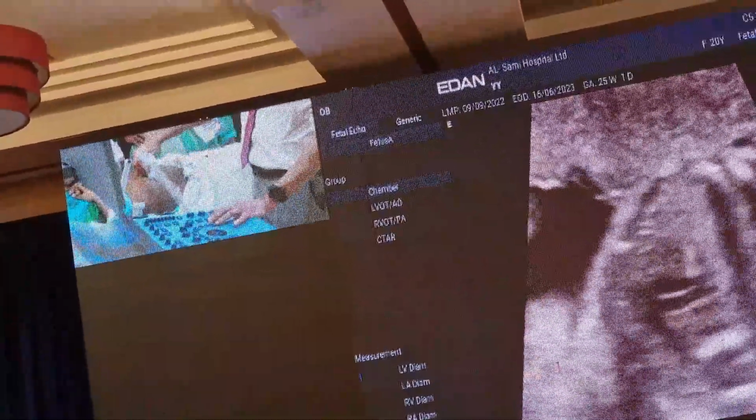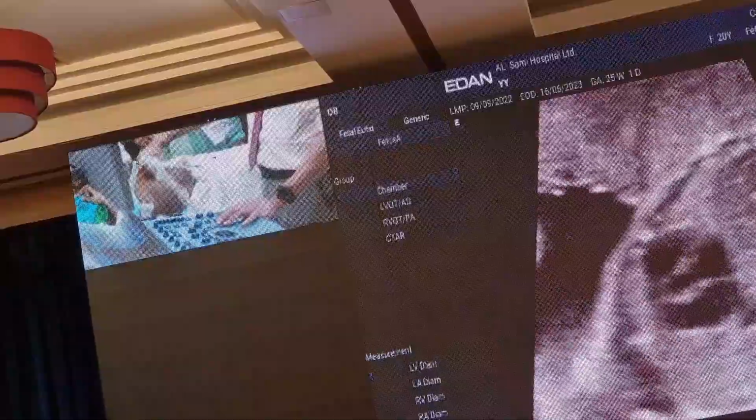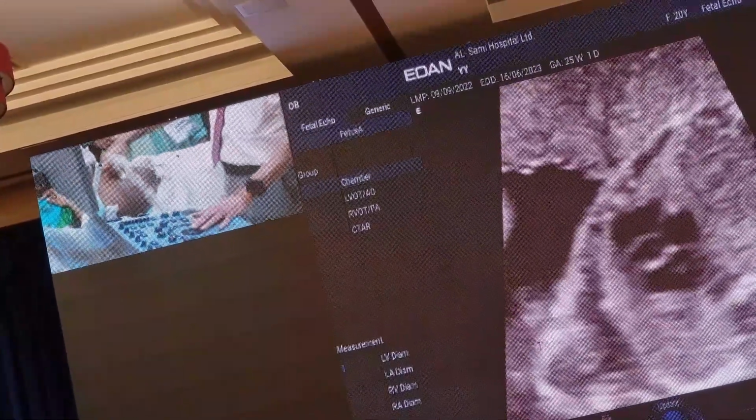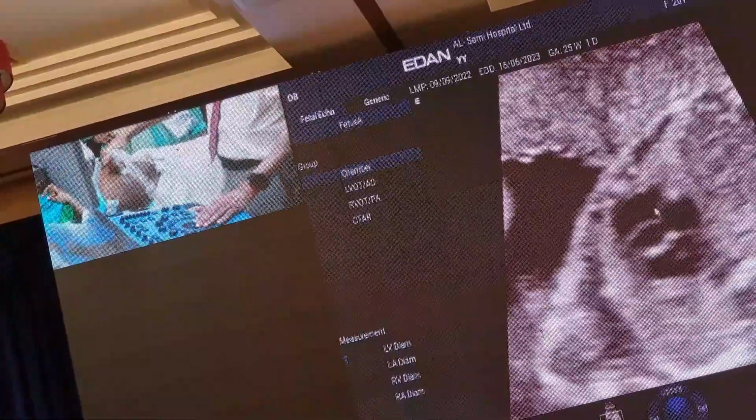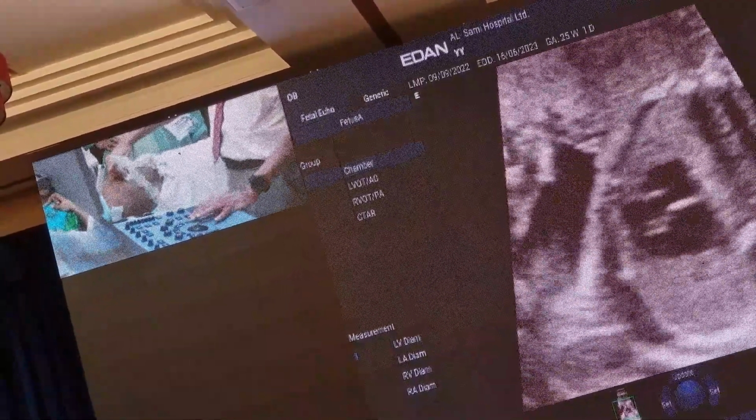Okay, so here we go. You want to see the tricuspid valve? That's a tricuspid valve. So that's the right atrium, right ventricle. So that's a tricuspid valve, and here we have the pulmonary artery and the pulmonary valve.